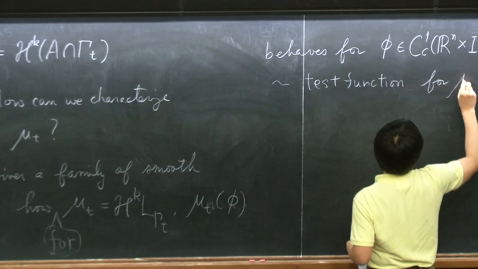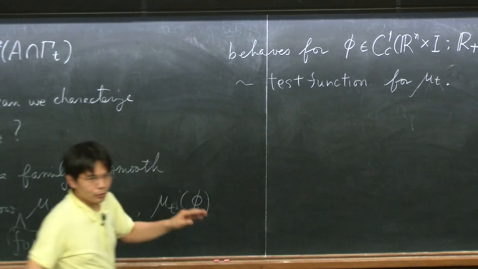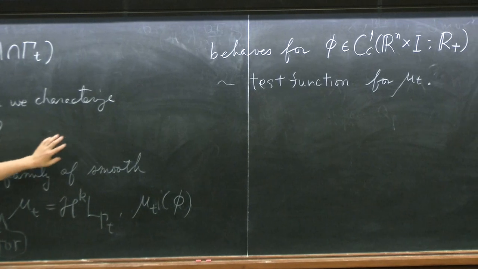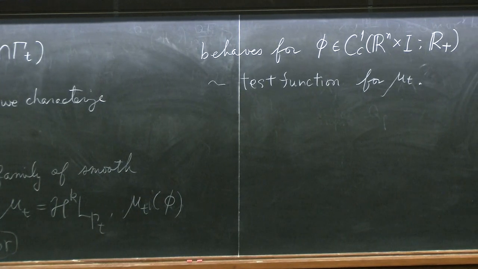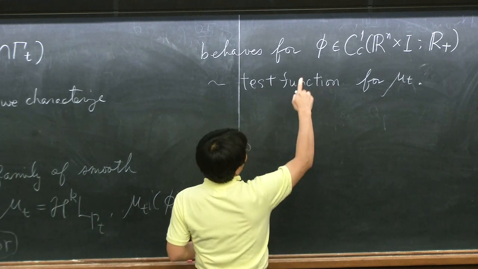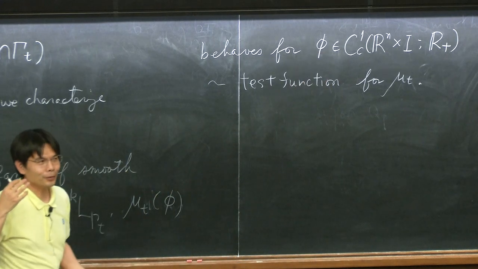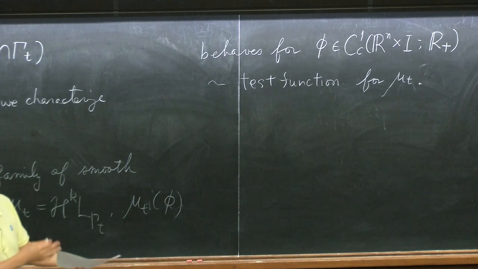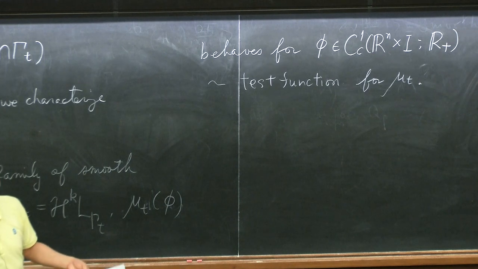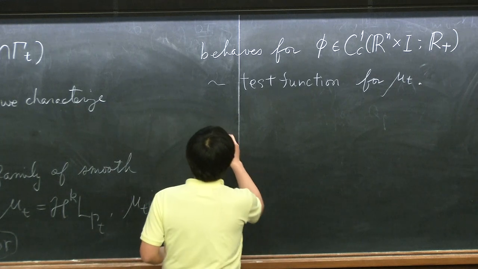For this, okay? So to understand this motion, I check what this... The idea is, you see, we want to consider the weak solution. So whenever we think about the weak solution, we have some test function and check what it does to the test function. So let's do that.